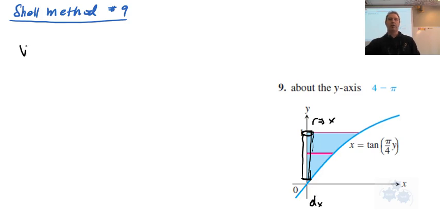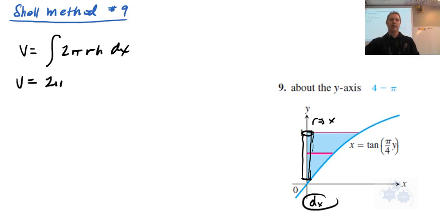So we already know that we're going to have an integral. It's going to be 2 pi rh dx, right? The other thing you know is that the 2 pi can come out. And you know that the r is actually just x.